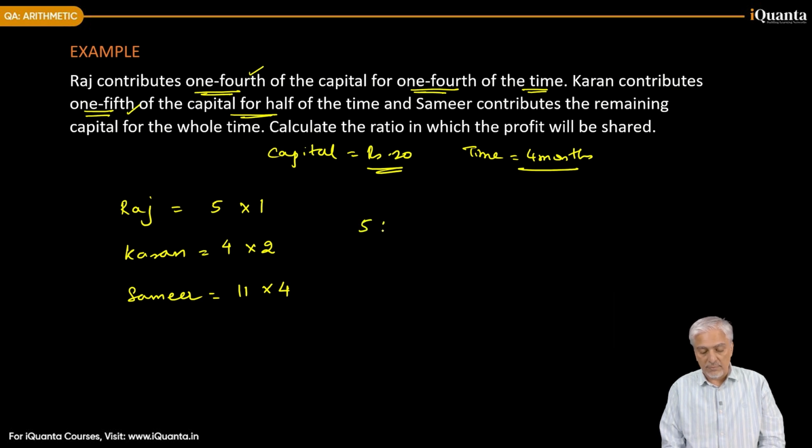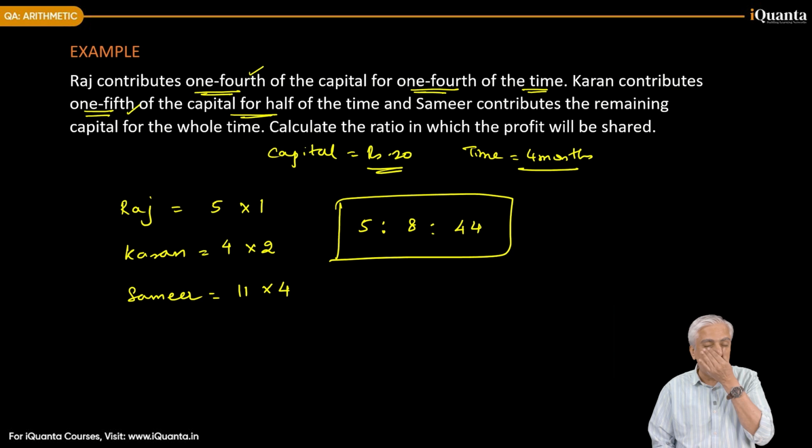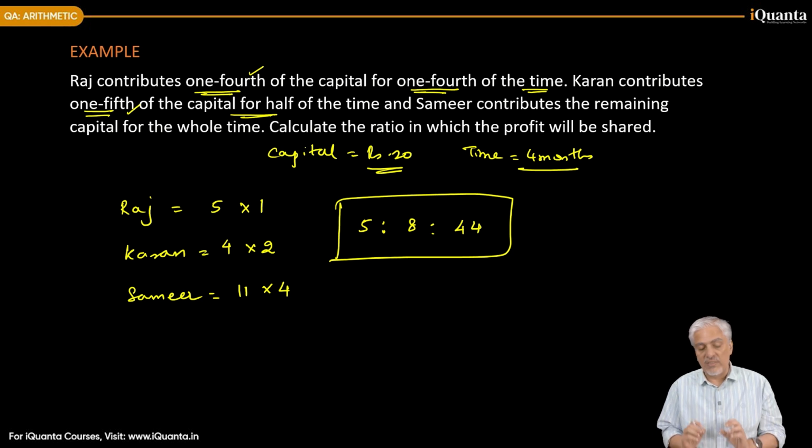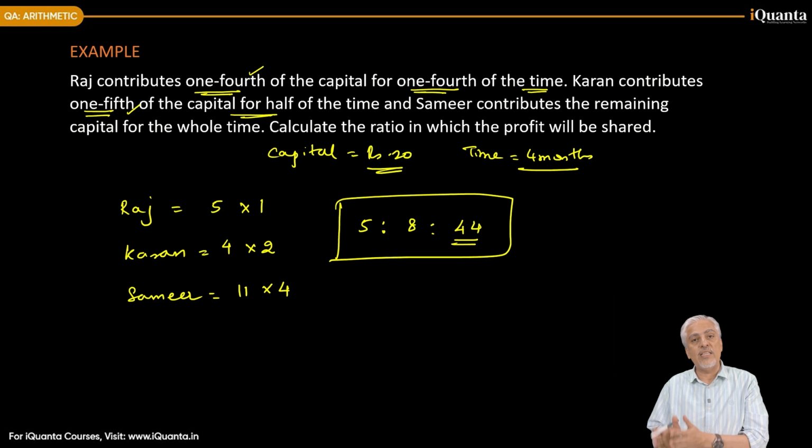So Raj will get 5 ones are 5, 4 twos are 8, and 11 fours are 44. Nothing is cutting. So this itself will be the answer. They have not given any profit amount and they've not told us to calculate. They've asked us to find the ratio. Understand, Samir contributes a lot more money, and also Samir is there for a lot more time. So clearly his profit is also much higher. So the ratio is 5:8:44.